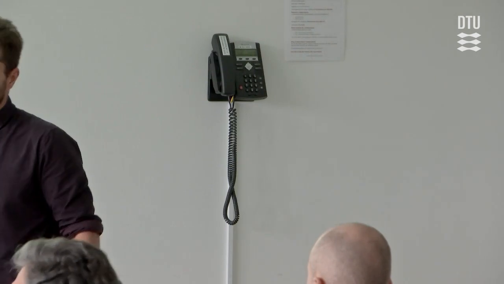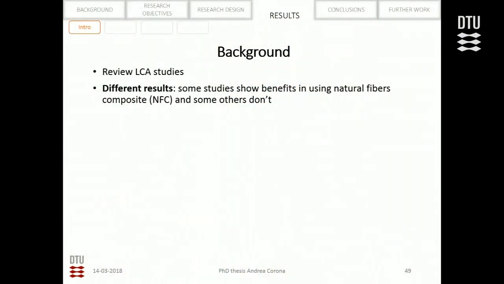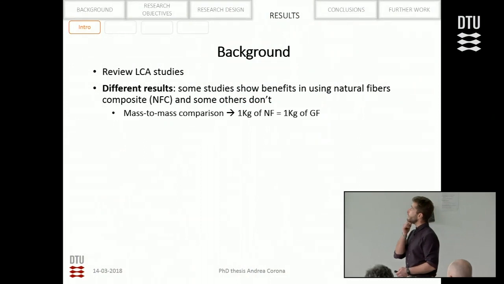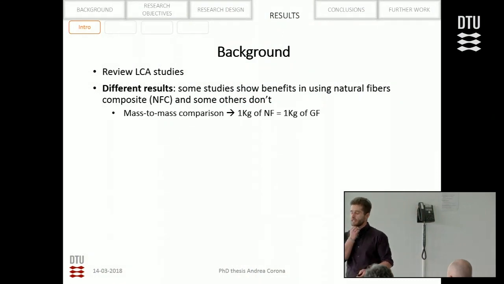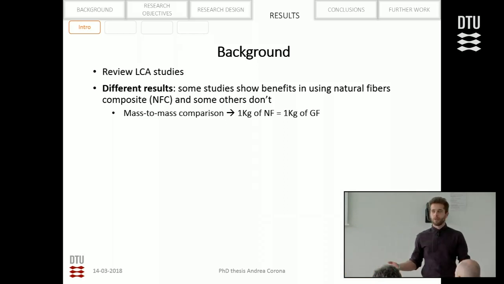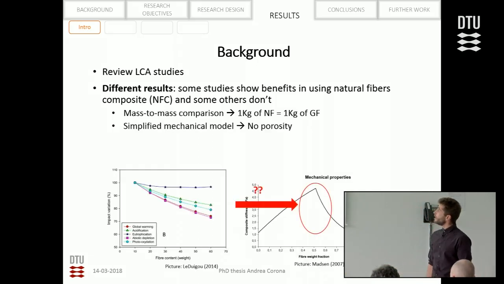Making a small review of the LCA studies published on natural fiber, we can identify that there are contrasting results. Some show benefit from the use of natural fibers, some others don't. And I identify four main reasons. The first reason is that some studies use a mass-to-mass comparison, and as probably you all know, it is not a correct way to define a functional unit in LCA because it's not function-based.